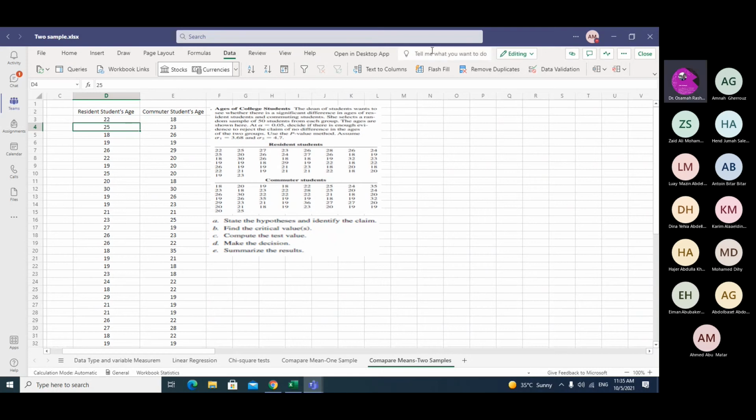Data analysis. Data. First, we decided to go for Z. Why do we go for Z? Because we are given the standard deviation for the population, for the two samples, for the two populations. Sorry. Data analysis. There is no analysis here as well. I don't know why.